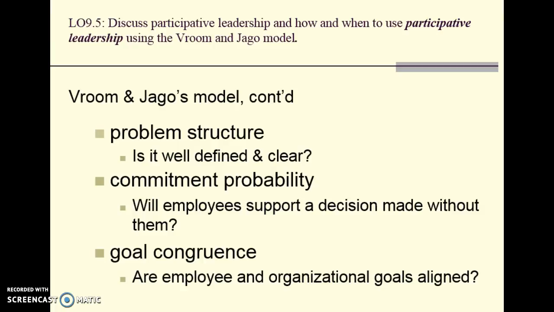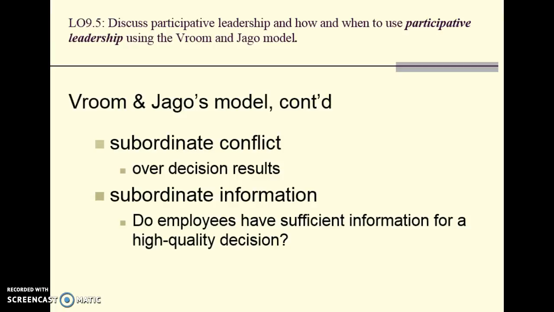Goal congruence: are employee and organizational goals aligned? Subordinate conflict over decision results. So, subordinate information: do employees have sufficient information for a high quality decision?